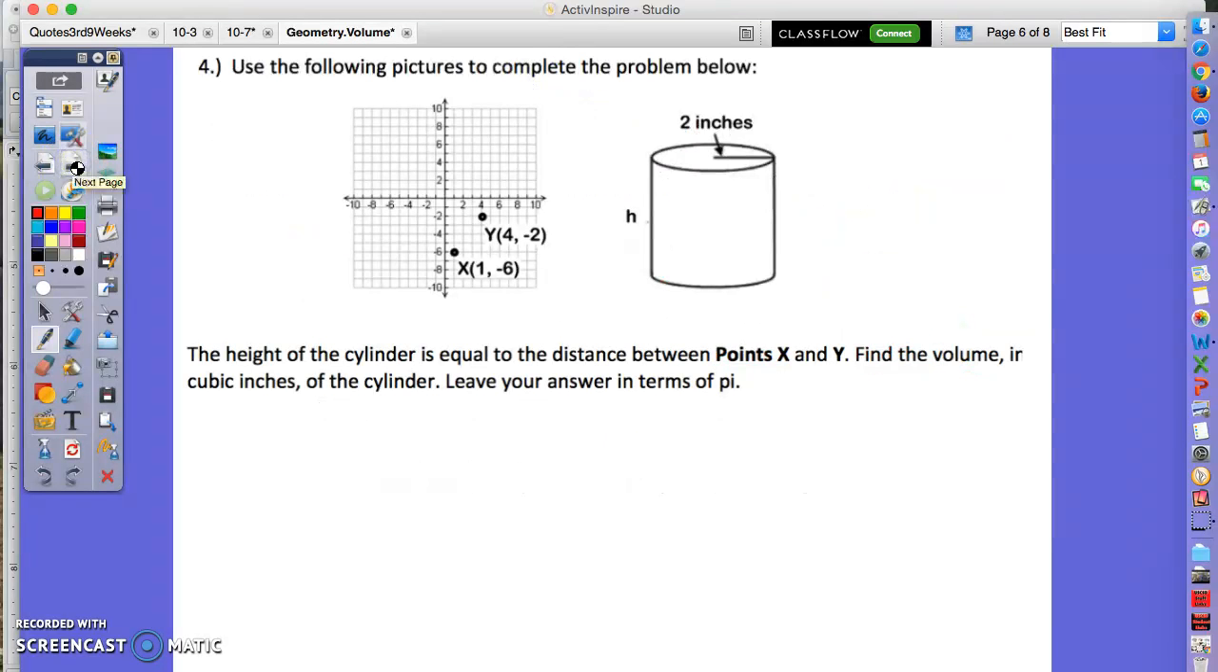Looking at problem number 4, it says the height of the cylinder is equal to the distance between points X and Y. So I don't know what the height of this is, but I could find the distance between X and Y. How could you find that distance? Well, you could always use a Pythagorean theorem. Draw in a right triangle. You could use the distance formula as well, but I think we don't quite know that yet, so we could use the Pythagorean theorem here.